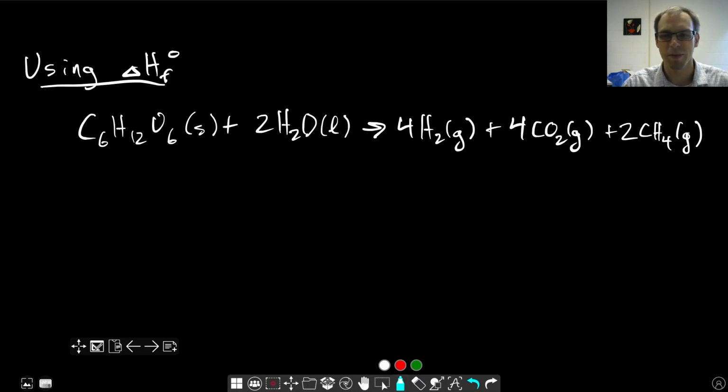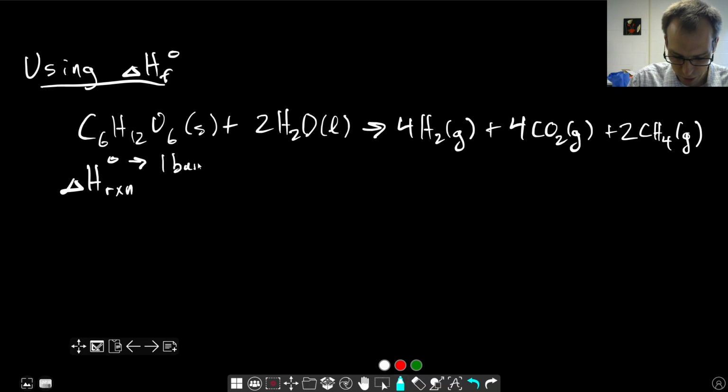Let's look at this reaction, for example. We have glucose reacting with water to form hydrogen, carbon dioxide, and methane. Maybe this isn't a very feasible reaction, but you're interested in what the enthalpy of this reaction would be. So what we're going to calculate is what's called a standard enthalpy of reaction. This is the enthalpy of the reaction under the standard conditions we've specified. Again, this degree sign means 1 bar pressure and usually 25 degrees Celsius.